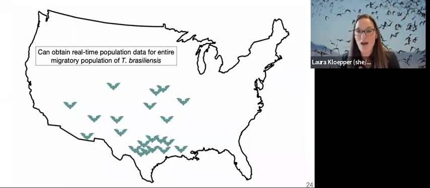So there's a reason why I'm focusing on the Brazilian free-tailed bat, the gray bat. It's estimated that about 90% of the migratory population of the Brazilian free-tailed bat goes to 21 discrete cave roosts across the Southwest. So theoretically, we could put 21 sensors and we could monitor up to 90% of an entire species.